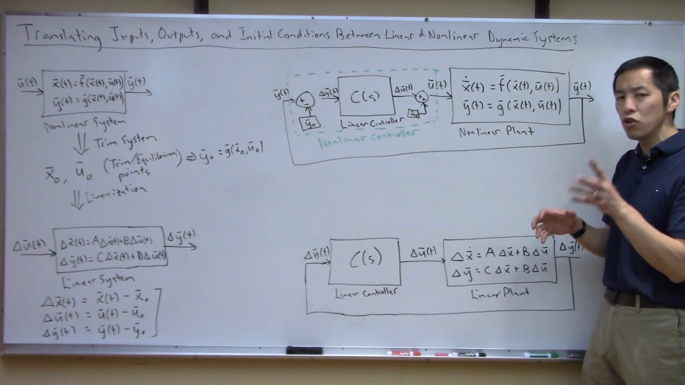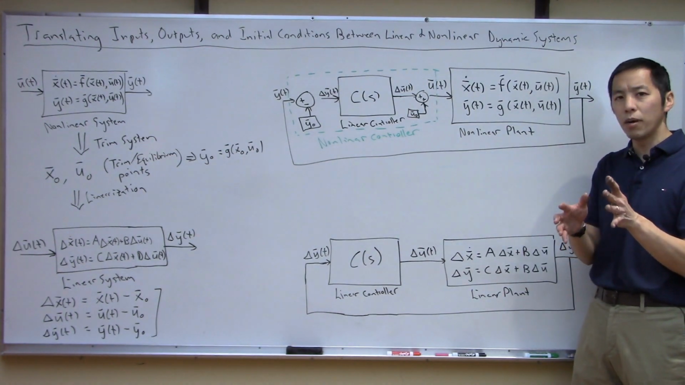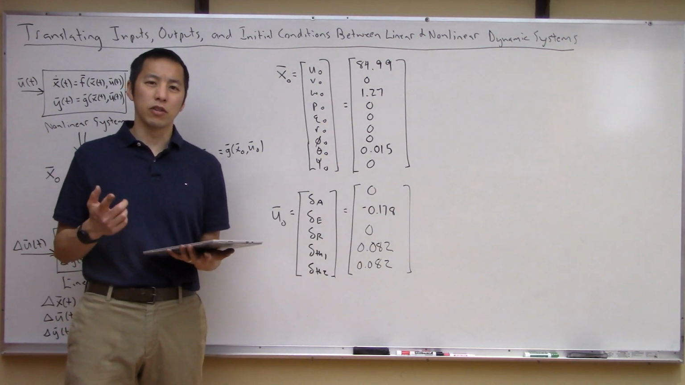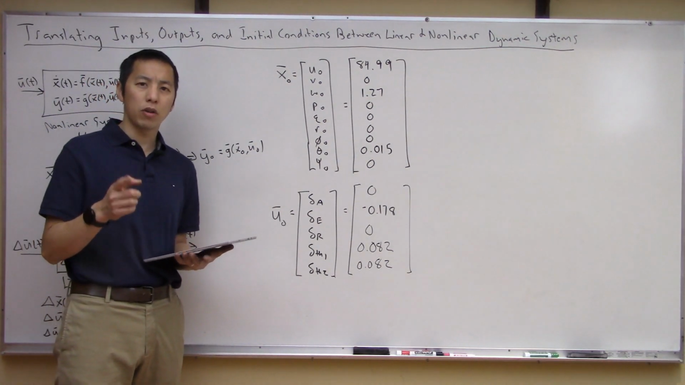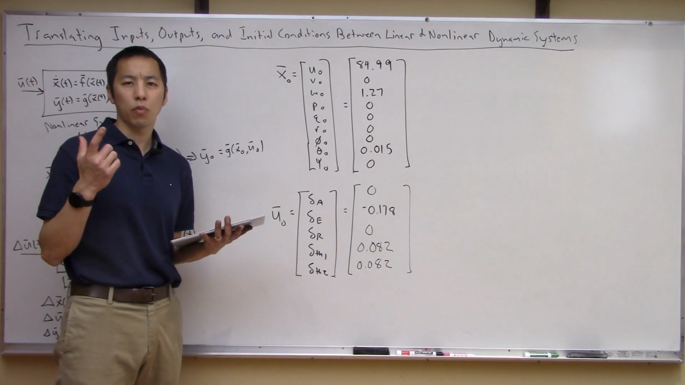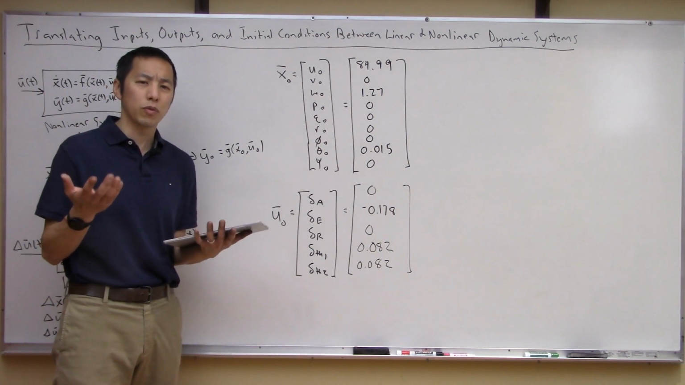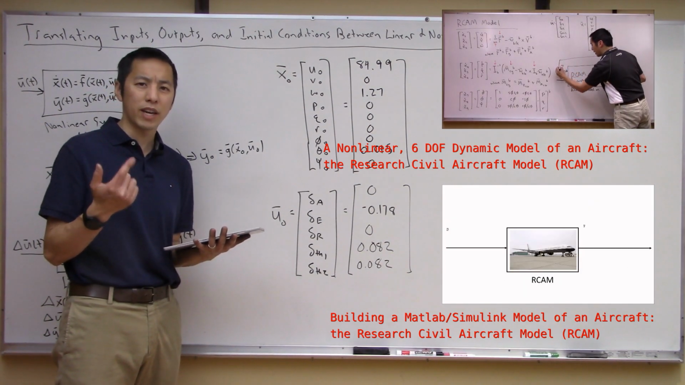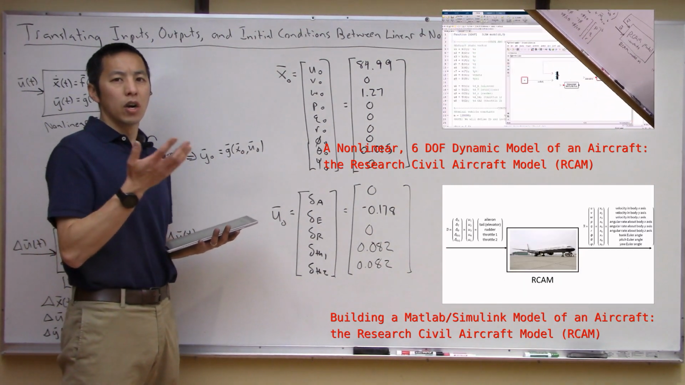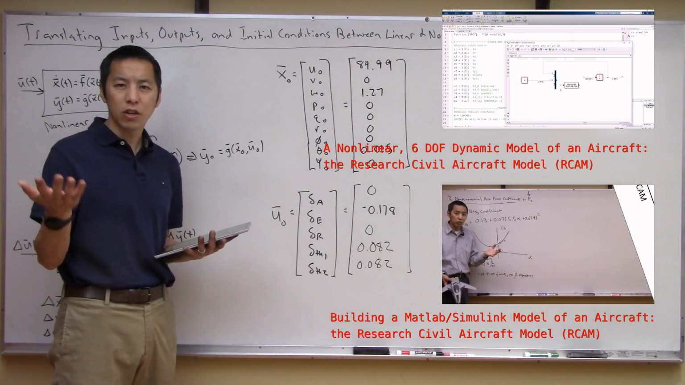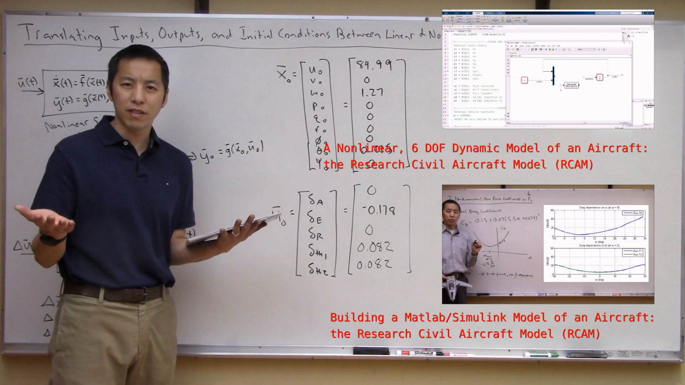Tell you what, let's look at a numerical concrete example of how this works. All right, so the example system I'd like to look at is, I have a model of a nonlinear rigid 6 degree of freedom aircraft model. Sometimes it's referred to as the Research Civil Aircraft Model or RCAM model. And we've done some work here on the channel to talk about trimming this model and linearizing it. So this sounds like a great example.